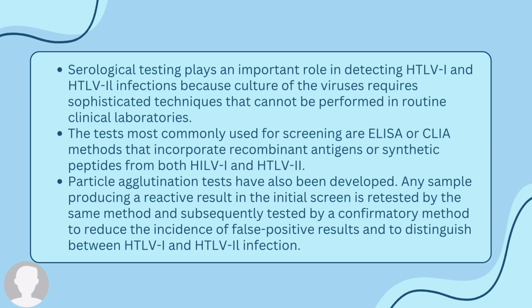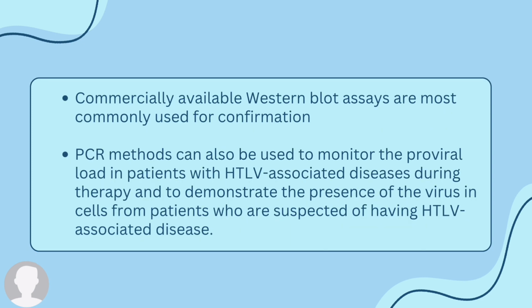The tests most commonly used for screening are ELISA or CLIA methods that incorporate recombinant antigens or synthetic peptides from both HTLV-1 and HTLV-2. Particle agglutination tests have also been developed. Any sample producing a reactive result in the initial screen is retested by the same method and subsequently tested by a confirmatory method to reduce the incidence of false positive results and to distinguish between HTLV-1 and HTLV-2 infections. Commercially available Western blot assays are most commonly used for confirmation.